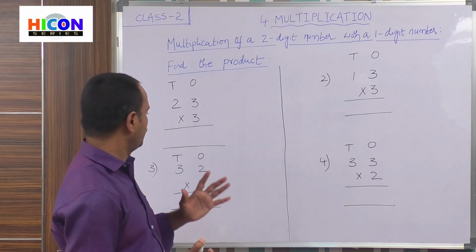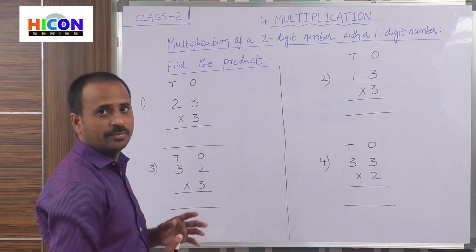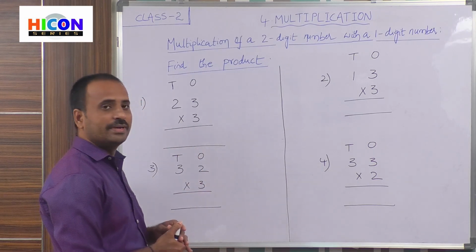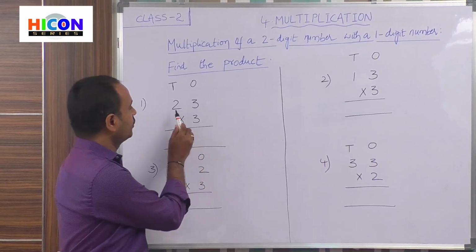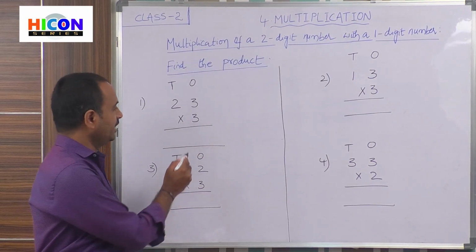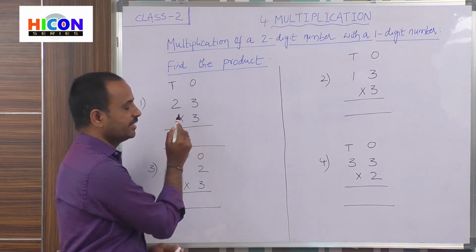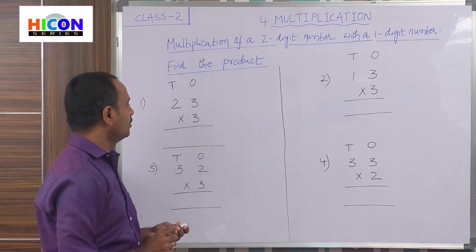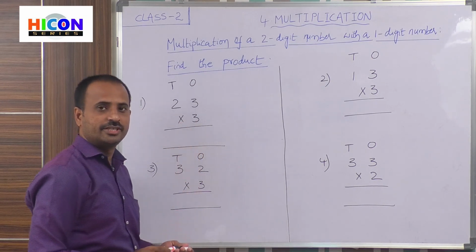Children, look at the board. Here there are 4 problems. See the first problem here. The first problem is 23 into 3. Here 23 is a 2-digit number and 3 is a 1-digit number. Now let us see how to multiply this 2-digit number with a 1-digit number.